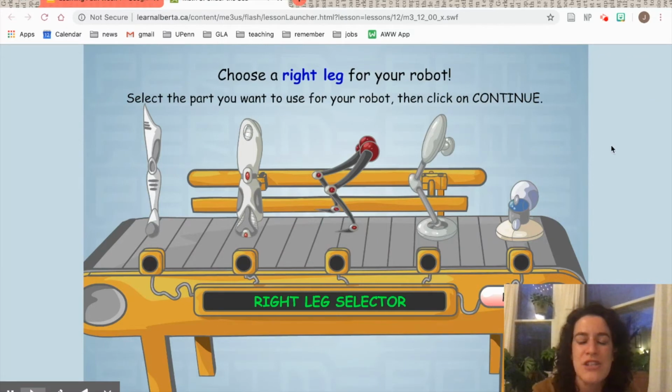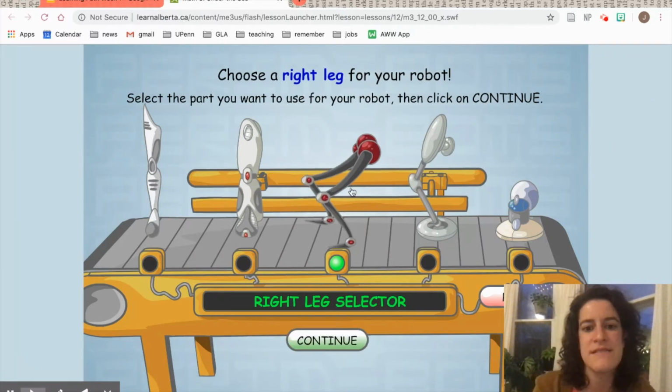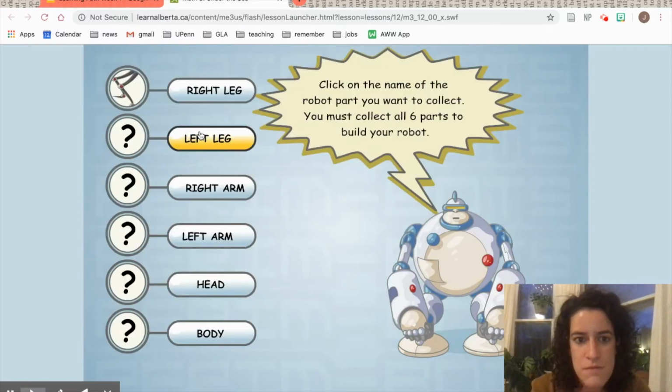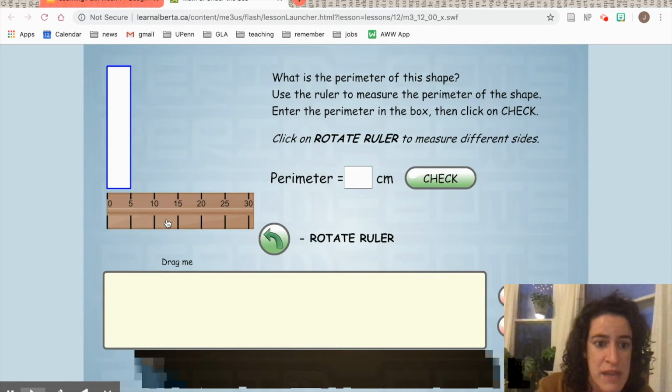Okay, so now I get to choose a right leg for our robot. This weird and like bug one looks cool. And we're going to keep going. All right, what is the perimeter of this shape? We're going to use the ruler to measure the perimeter of the shape. So we can drag the ruler.